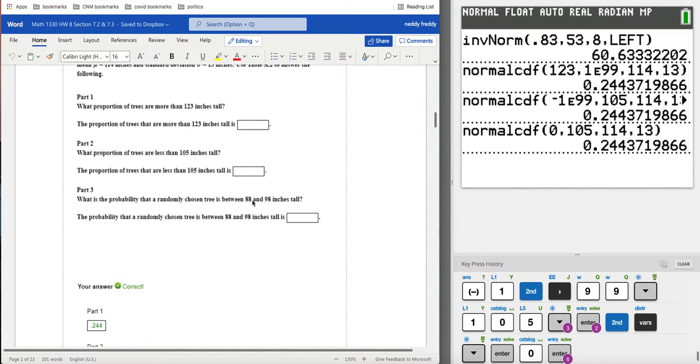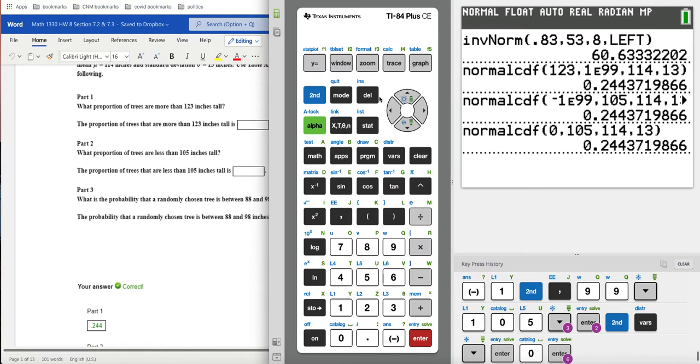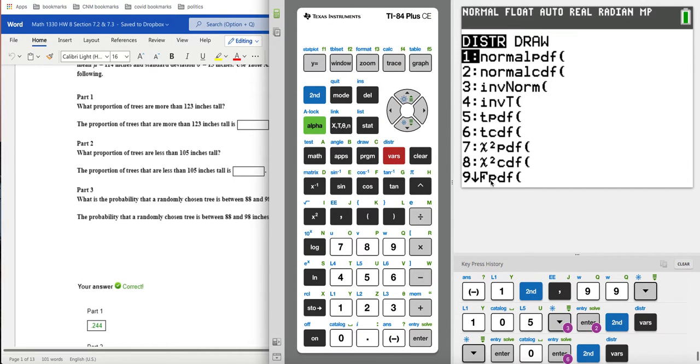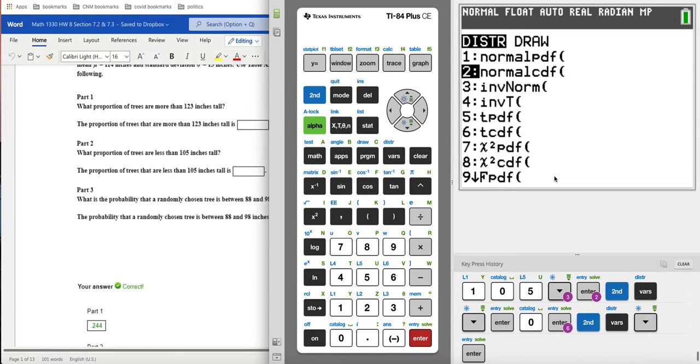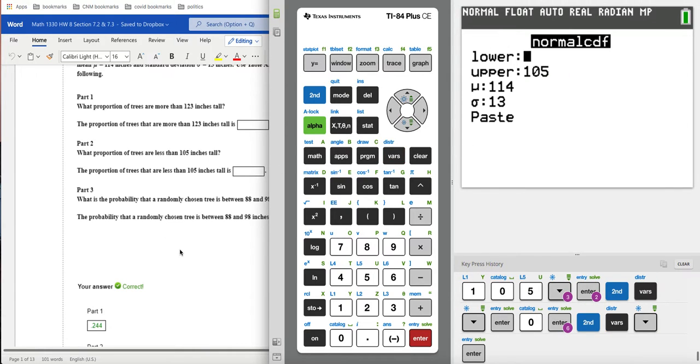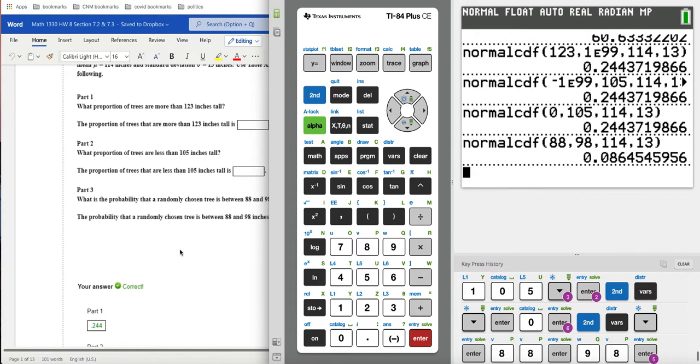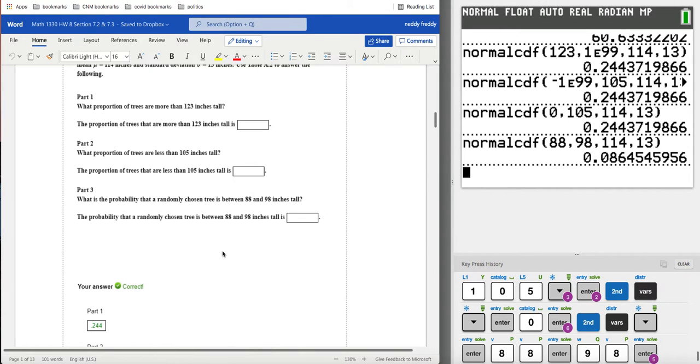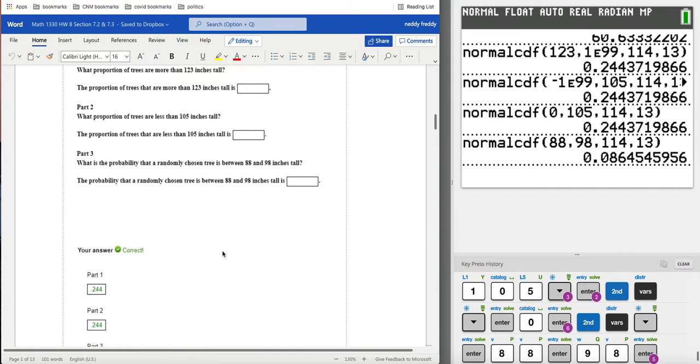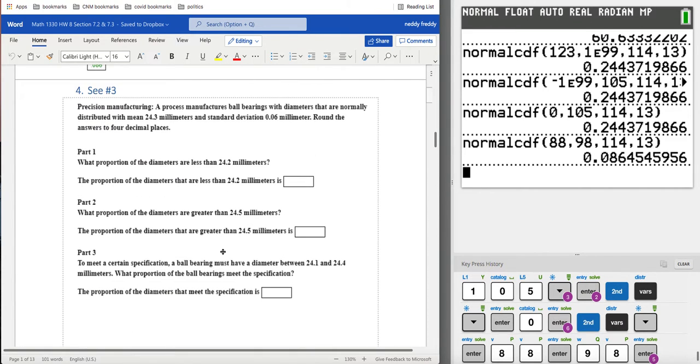And then we've got probability that a randomly chosen tree is between 88 and 98 inches tall. So that's just like we did in 7.1 with the between, that we make the lower whatever the smaller number is and the upper whatever the larger number is. Keep the mean and standard deviation the same, and get the answer there. And so these are all quite straightforward, actually.